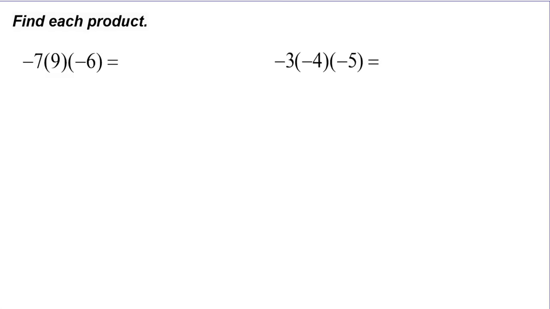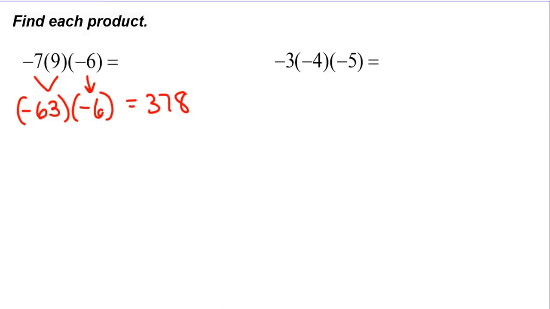Negative 7 times 9 times negative 6. So this is a negative times a positive times a negative. So this is actually going to turn out to be positive. Okay, this product is actually going to turn out to be positive, and I'll show you why. If I take these first 2 and multiply them together, negative 7 times positive 9 is a negative 63, because the signs are different. And then I'm going to multiply that by the negative 6. So that gives me a negative 63 times negative 6. A negative times a negative is positive, positive 378.